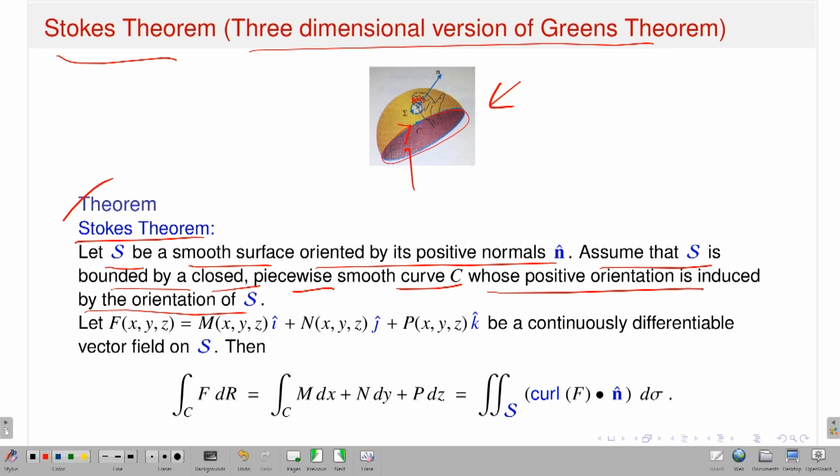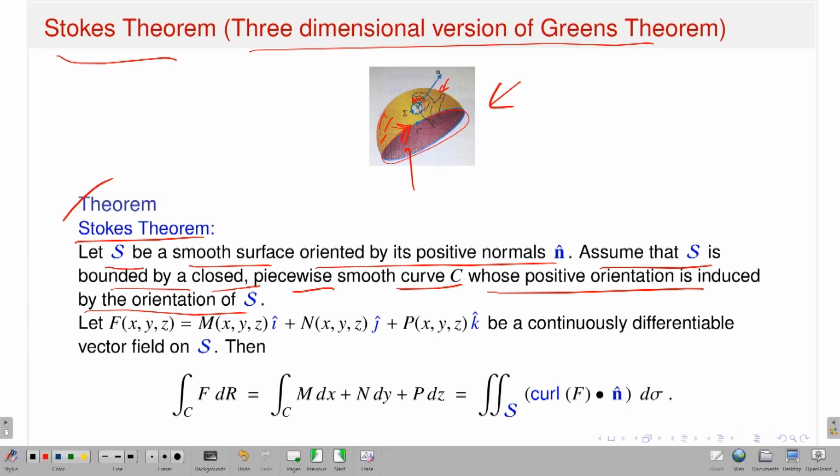That means I am starting with a smooth surface with some positive orientation, and I should move along the boundary of my surface in such a way that it induces a positive orientation of my boundary curve. That means I should move along the boundary so that my surface is always on the left-hand side. If this is my positively oriented surface, and if I move along this direction, the surface will be on the left-hand side. That is the corresponding positive orientation on the boundary curve, or by the thumb rule you can guess it.